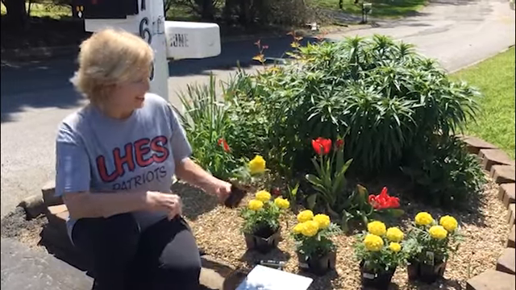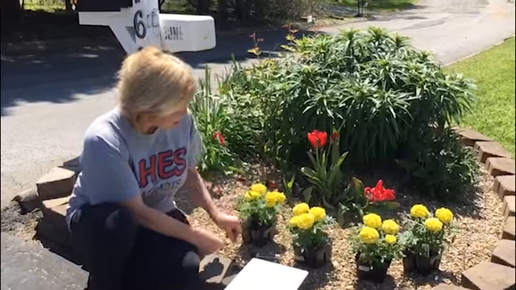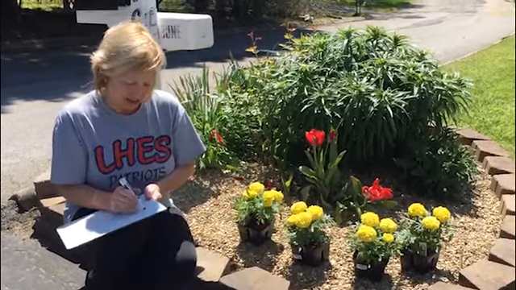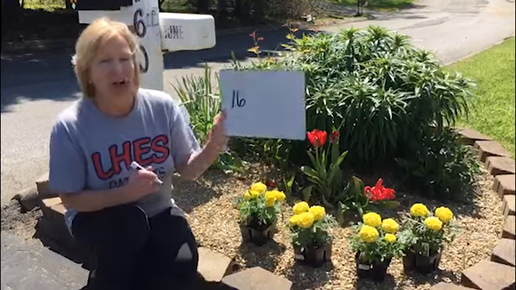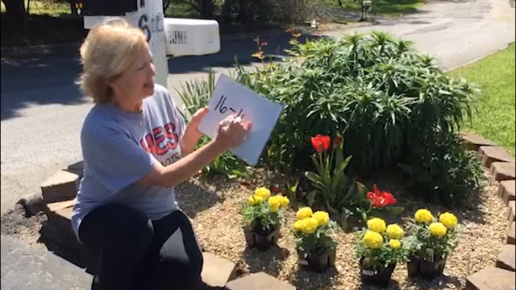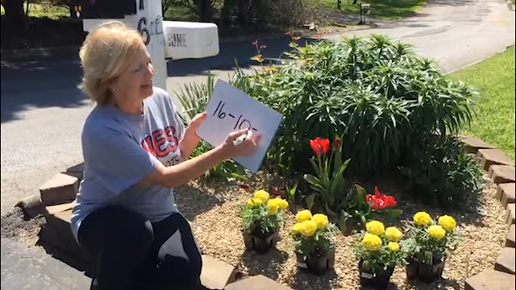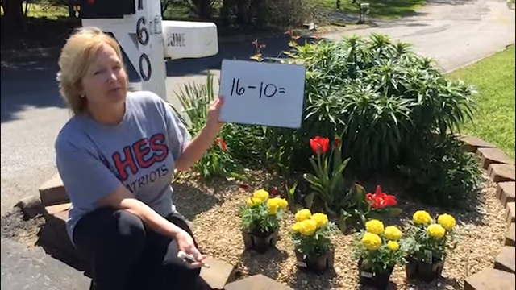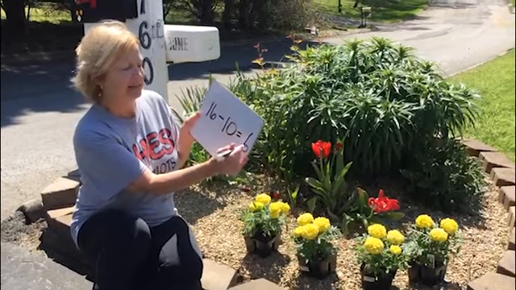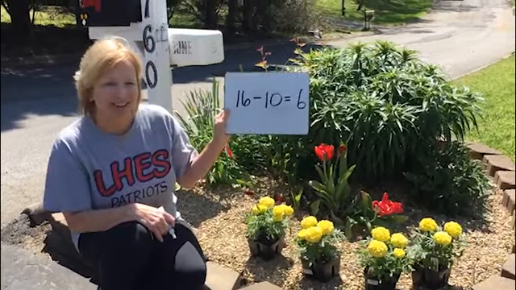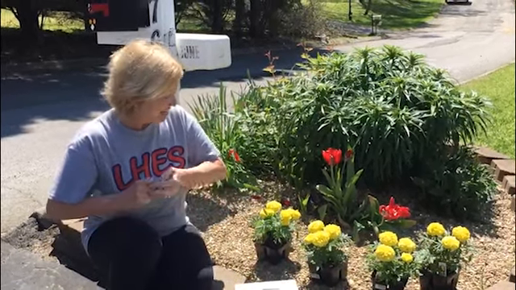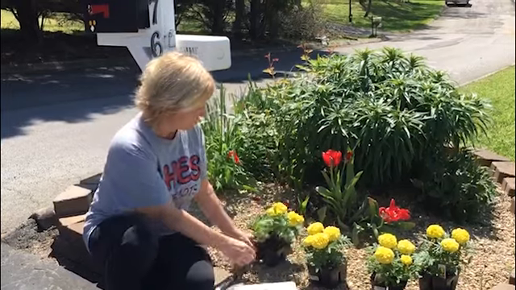What do you think? Let's see. Here's the equation I could write. I wonder if you wrote the same equation. I'm going to begin with my total of 16. I'm going to take 10 away to plant, and that should leave me with 6. Is that what you think too? All right, I think you're right. I think if I plant 10 here, I will have 6 left over.